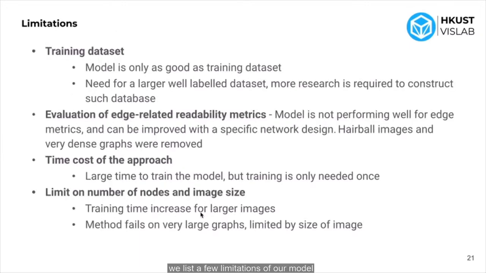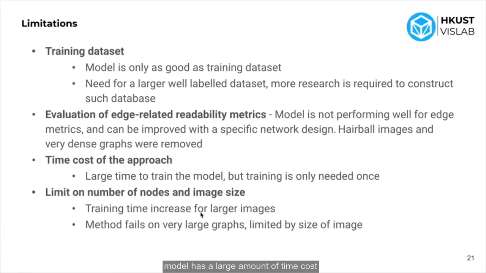We'll list a few limitations of our model. Our model is limited by the training data set. If the training data set is good enough, then we can provide better results. We need a larger, well-established data set, and more research is required to construct such a database. Model performs badly with edge metrics. This can be improved with a specific network design for the purpose. Hairball images and very dense graphs were removed as they were decreasing the model performance.